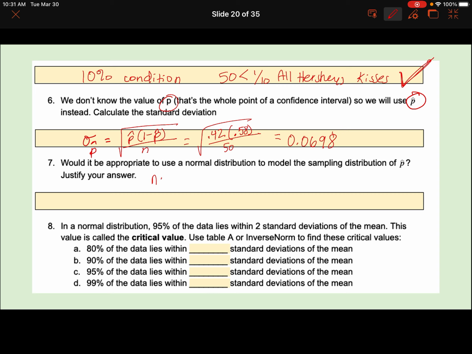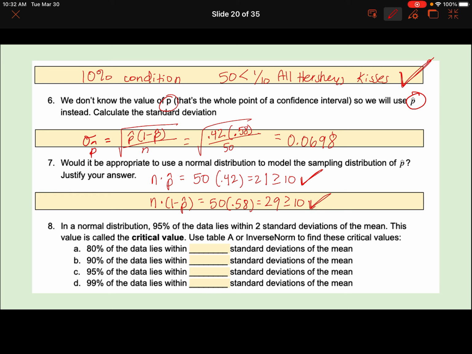I'm going to do N times P hat. That's going to give me my number of successes. And N times 1 minus P hat. That gives me my number of failures. So my sample size is 50. I'm expecting, based off of my sample, that 42% of them will land flat. So that gives me 21, which is greater than or equal to 10. Yay. And then for my failures, 50 times 0.58 is going to give me 29. That is also greater than or equal to 10.